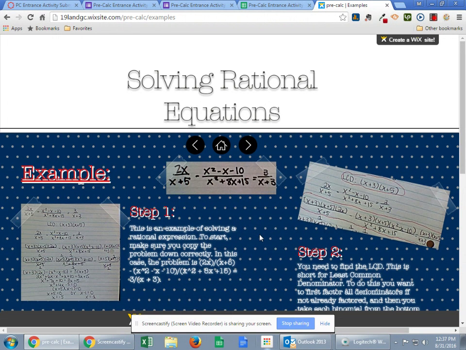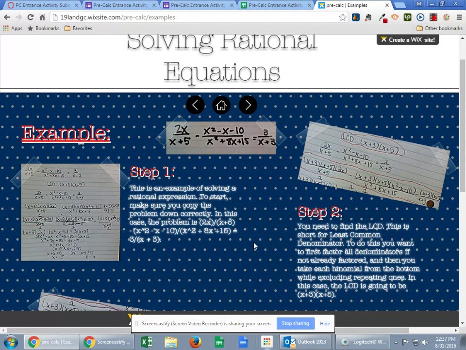So, for examples, this is an example of solving one. To start, make sure you copy the problem down correctly. In this case, the problem is 2x over x plus 5 minus x squared minus x minus 10 over x squared plus 8x plus 15 equals 3 over x plus 3.